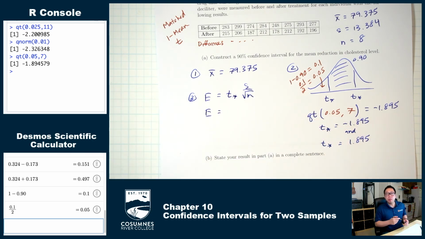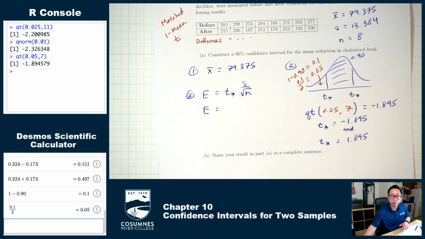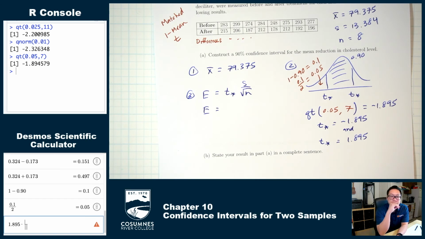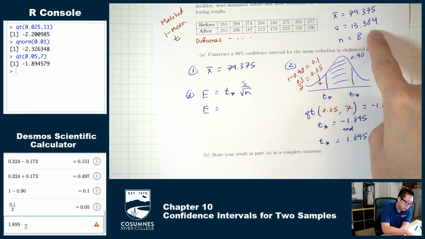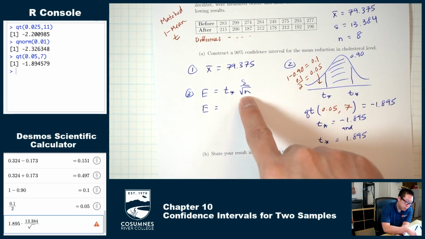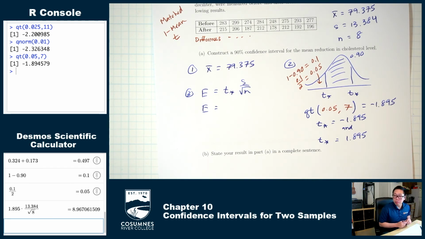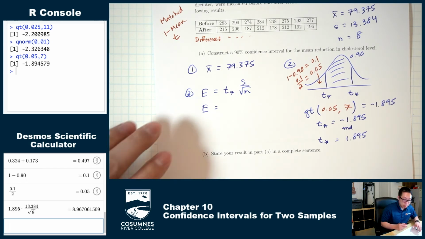And then let me type this into Desmos. T star, I have a negative and a positive. I always use the positive one. So positive 1.895 times fraction. S is 13.384, a standard deviation, so 13.384 over square root n, where n is 8, square root of 8, and then hit enter. So our margin of error is 8.967.